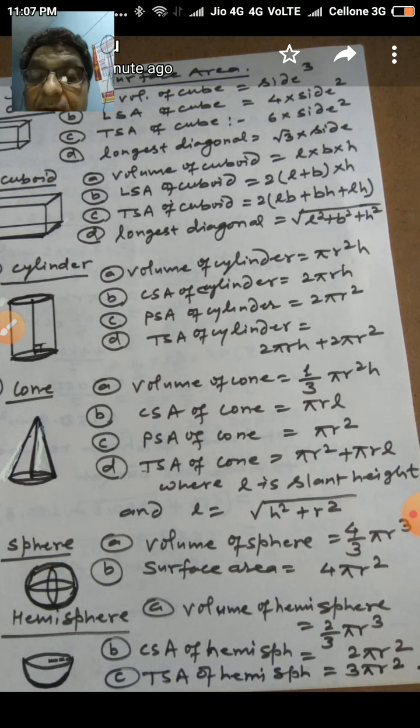And for a hemisphere, that is half of a sphere, the volume is also half in comparison to a sphere, so it is 2/3 pi r cube. Now the curved surface area of a hemisphere is half of the curved surface area of a sphere, that is 2 pi r square, and one surface more is there at the top. If it is closed, then one circle is more there, so the total surface area of a hemisphere is 2 pi r square plus pi r square, that is equal to 3 pi r square.